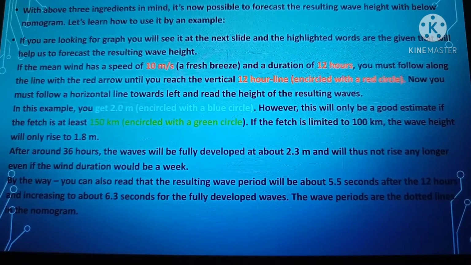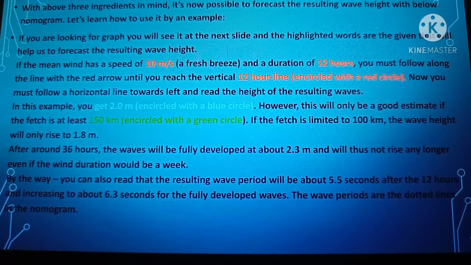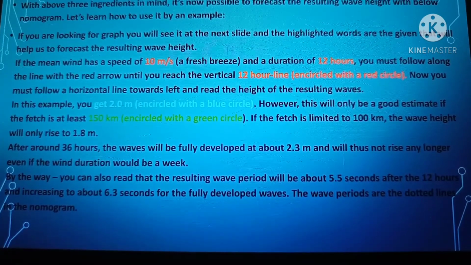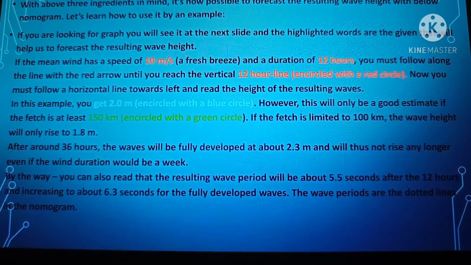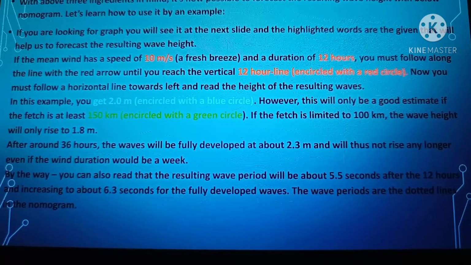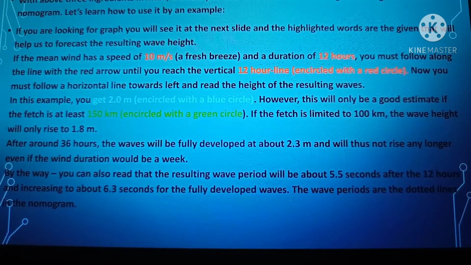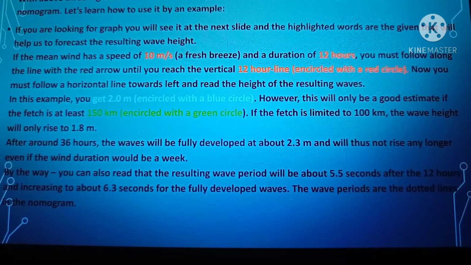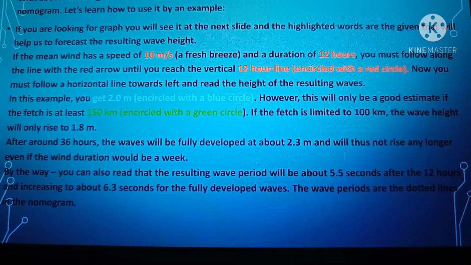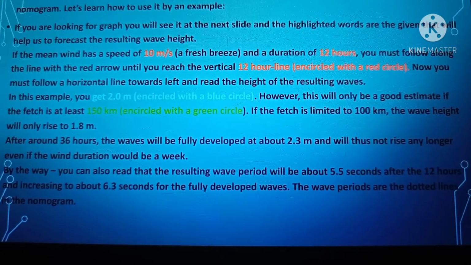If the mean wind has a speed of 10 meters per second and a duration of 12 hours, you must follow along the line with the red arrow until you reach the vertical 12-hour line, which is encircled with a red circle. Now you must follow a horizontal line towards the left and read the height of the resulting wave. In this example, you get 2 meters, which is encircled with a blue circle.